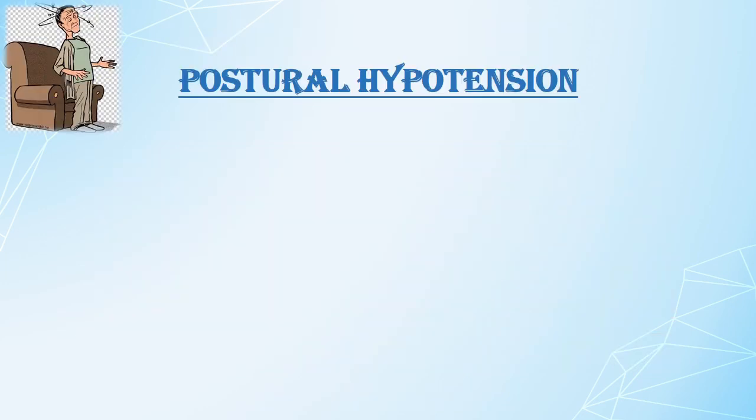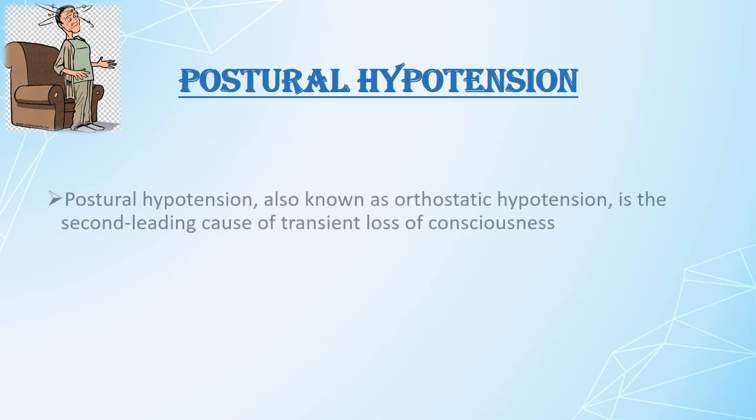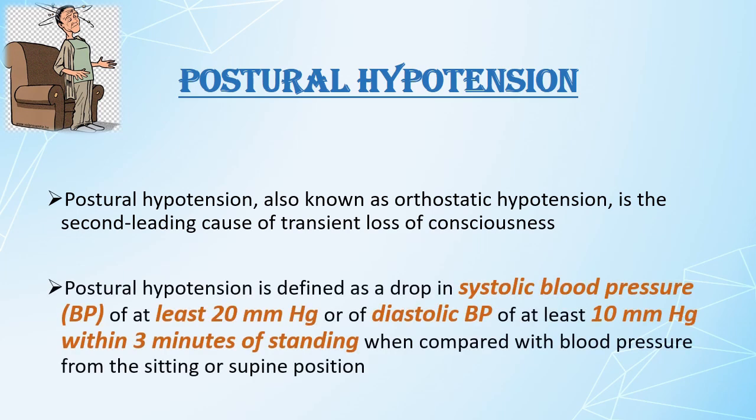So the second medical emergency that we'll be discussing today is postural hypotension. It is also known as orthostatic hypotension, and it's the second leading cause of transient loss of consciousness. And it is defined as a drop in systolic blood pressure of at least 20 mmHg or of diastolic blood pressure of at least 10 mmHg within 3 minutes of standing when compared to sitting or supine position.